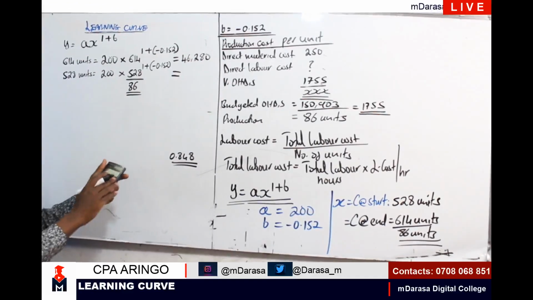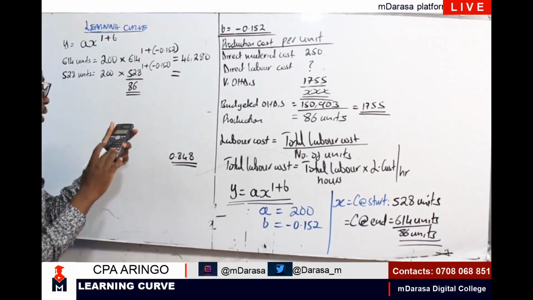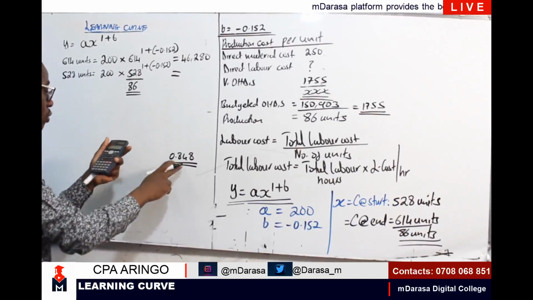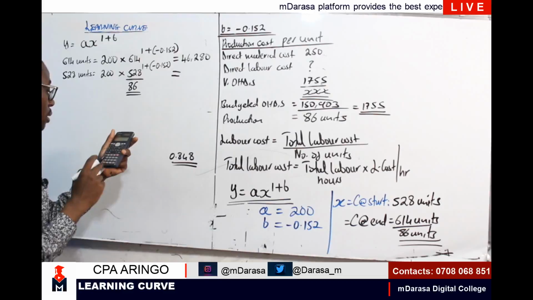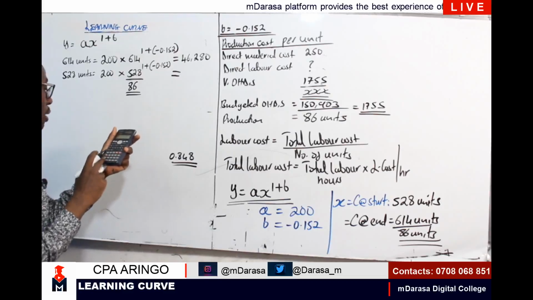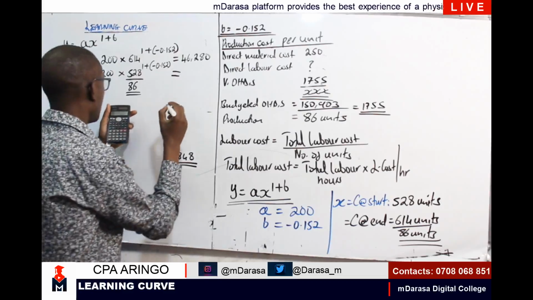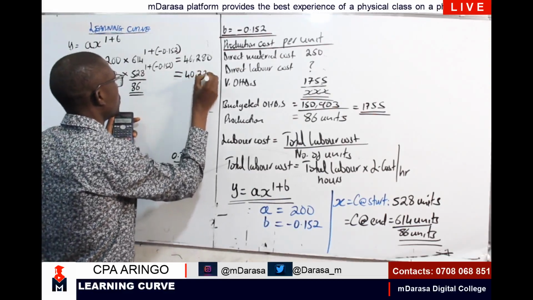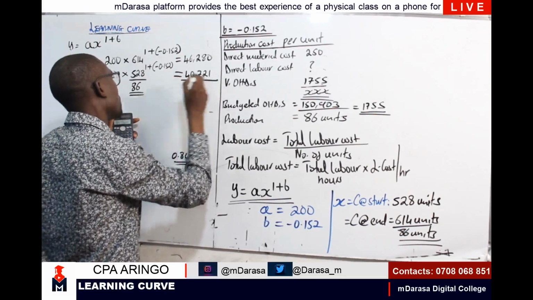What about the other one? For 528, just take 528 raised to power 0.848, the one that we've determined here, times 200. This should give me 4,721 hours. Remember, these are hours.